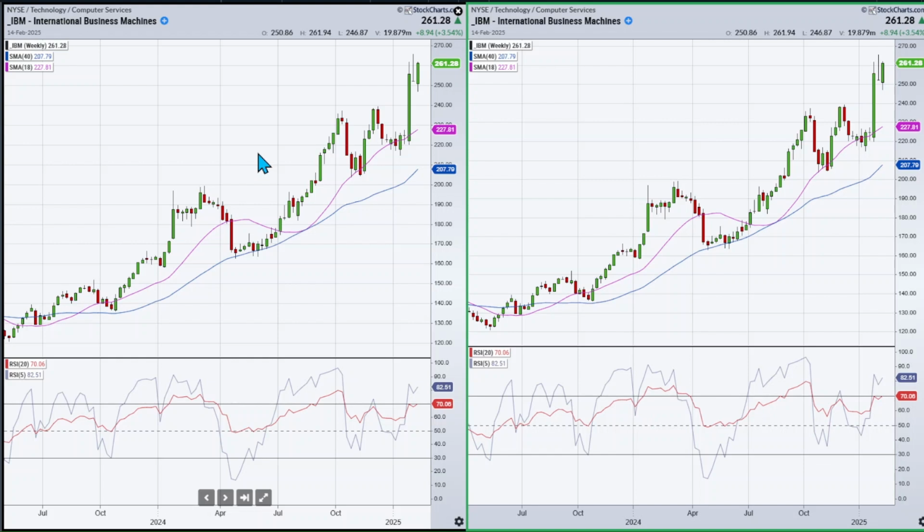Get to understand this. Use it as a supplementary entry signal. It can come in really handy, but just make sure you understand the dynamics of it, and hopefully you get the difference between the RSI 20 and the RSI 5 and how they're used together, but in different ways.